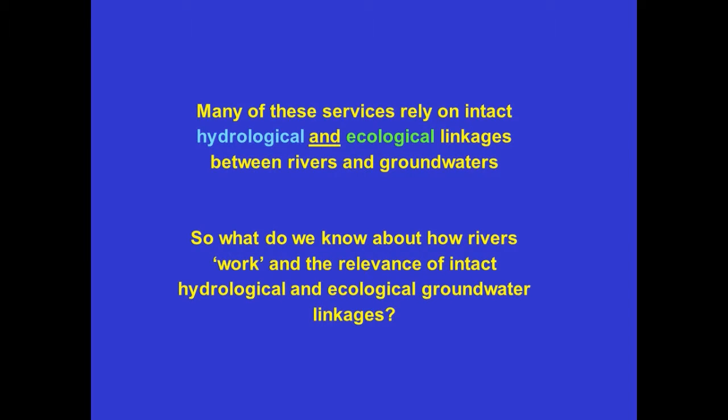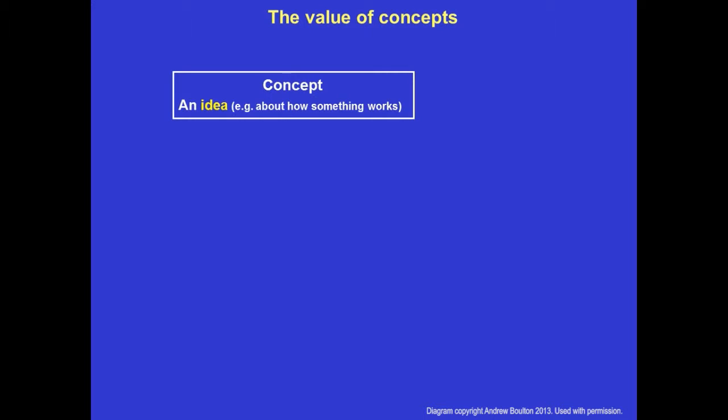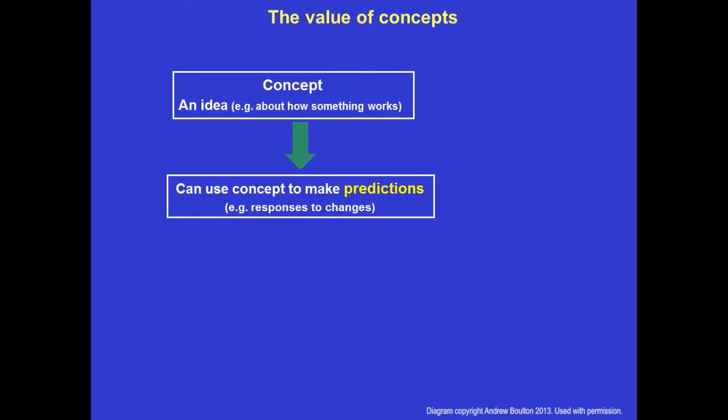ecosystem services. Now I'm going to use the term concept quite commonly, and so I just want to define it. I'm using it in a very broad sense as being an idea, for example, about how something works. And when we've got those sorts of concepts, we can start to make predictions. And so with a concept of how something works, we can ask, well, how will it respond to a particular activity? And then we can go back, test these predictions, and modify the concepts.